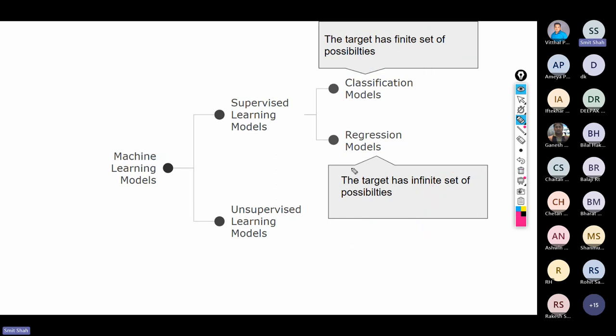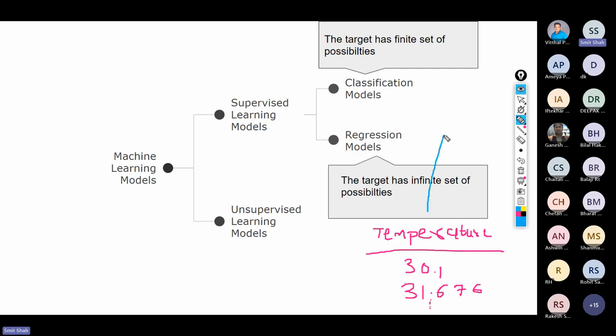Let's take another example. Suppose I have a column like temperature, and I'm recording the temperature of my city after every 30 minutes. So let's say once when I recorded, the temperature was 30.1 degrees Celsius. After that, it was 31.676 degrees Celsius, and so on. Now, over here, suppose this temperature column is your target column. In this target column, do you have finite set of possibilities or do you have infinite set of possibilities?